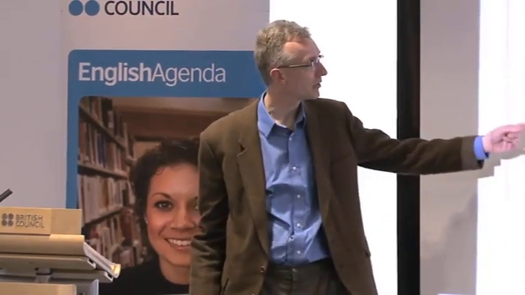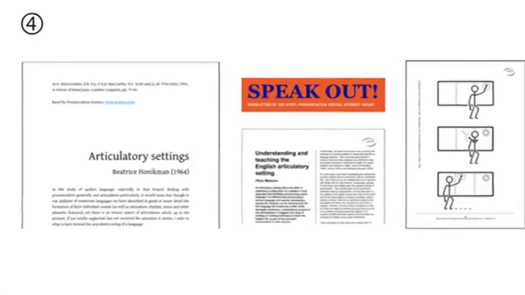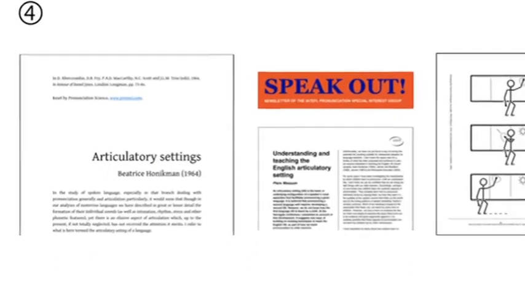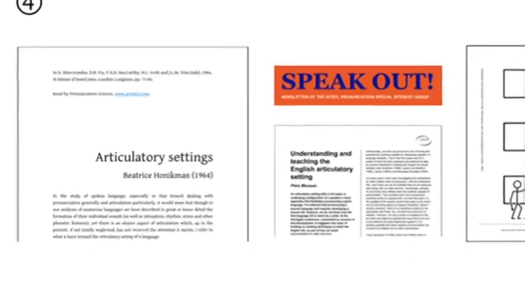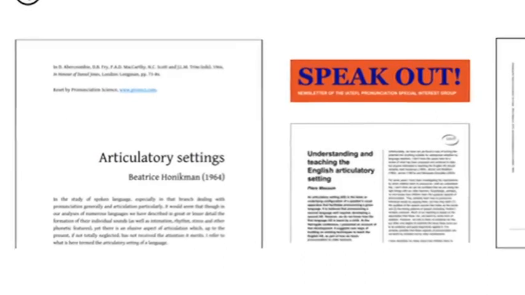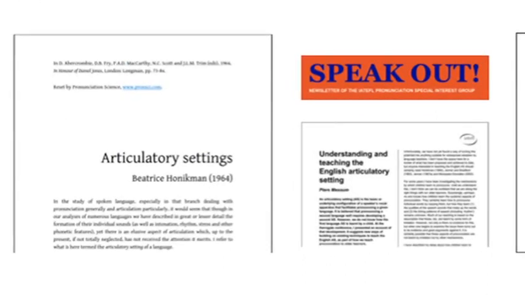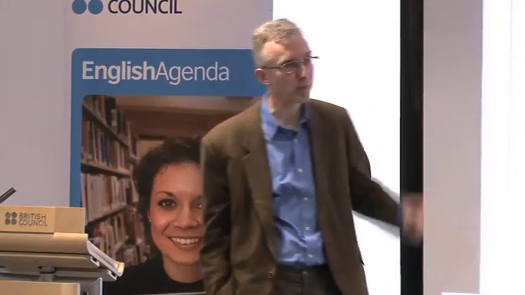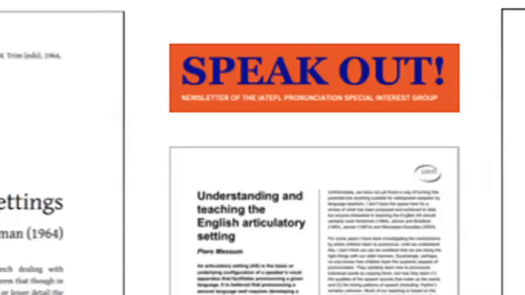This was written about very beautifully by a woman called Beatrice Honigman in 1964, and you can download this article from the web, and I'd really highly recommend it. It's a beautiful description of the English articulatory setting compared to the French one. And if I could just plug, since this is a joint meeting of NATECLA and the IATEFL Pronsig, could I just plug the Pronunciation Special Interest Group journal, which is called Speak Out, which regularly has articles about the English articulatory setting and how to teach it successfully.